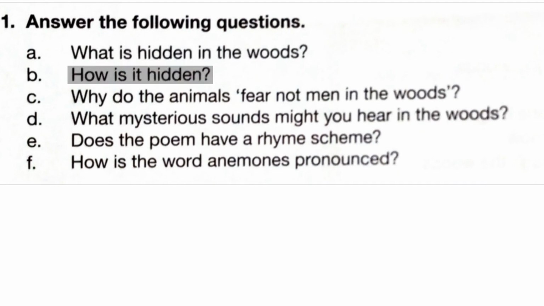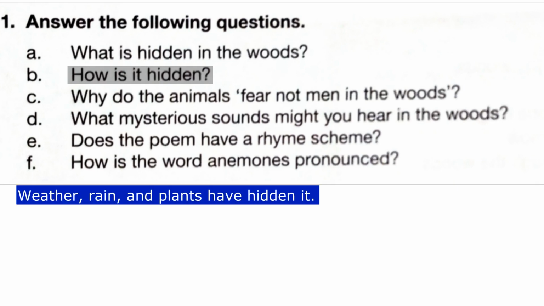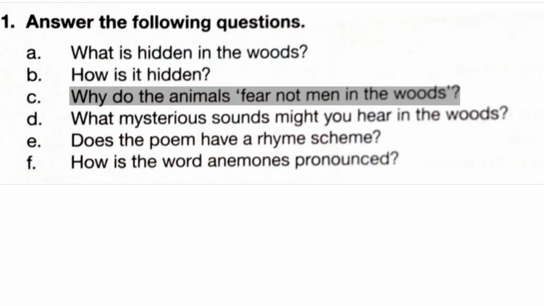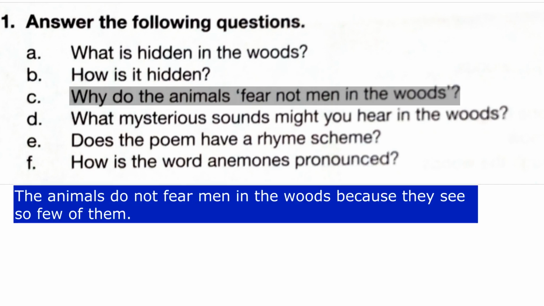B. How is it hidden? Answer is: weather, rain, and plants have hidden it. C. Why do the animals not fear men in the woods? Answer is: the animals do not fear men in the woods because they see so few of them.